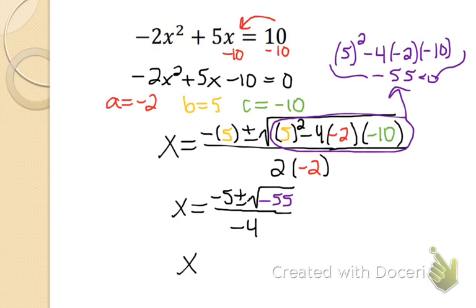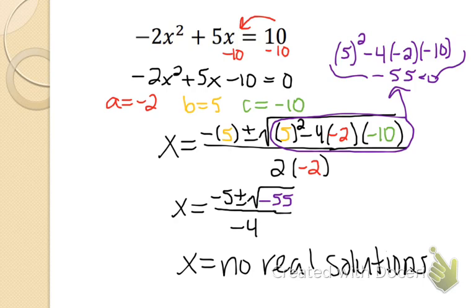So we're done here. Nothing much we can do. No real solution. Again, when the discriminant is less than 0, when the radicand is less than 0, in other words, a negative number, then that's it. You're done. No real solutions.